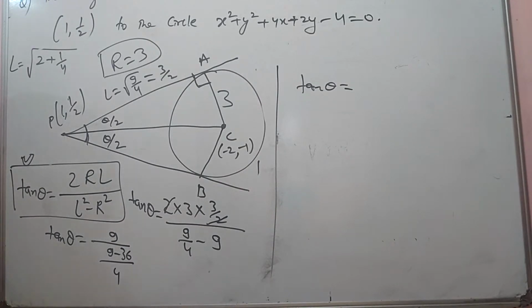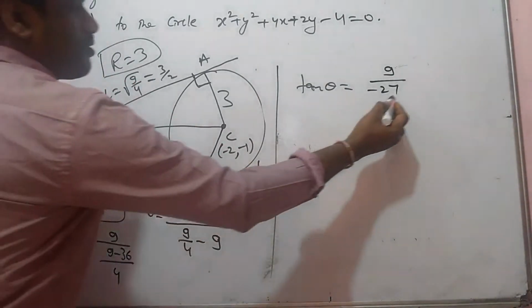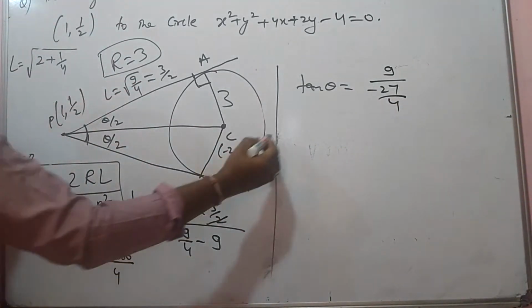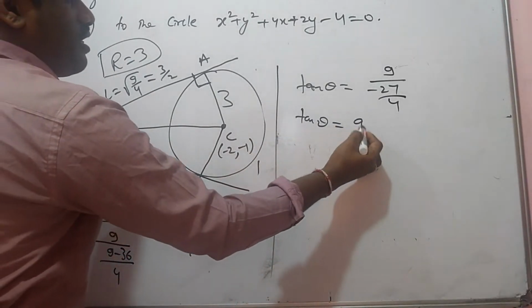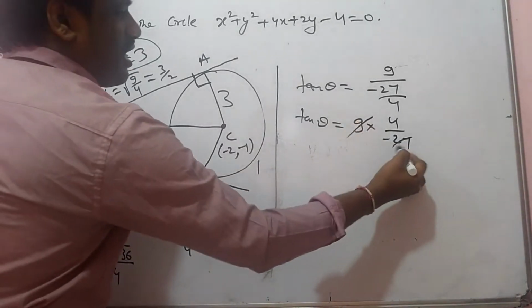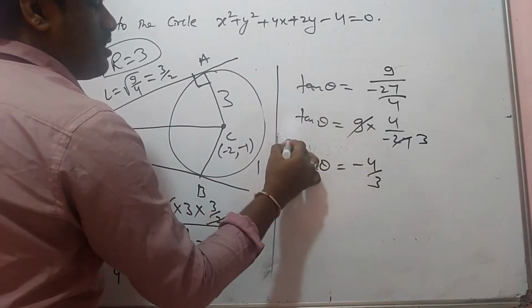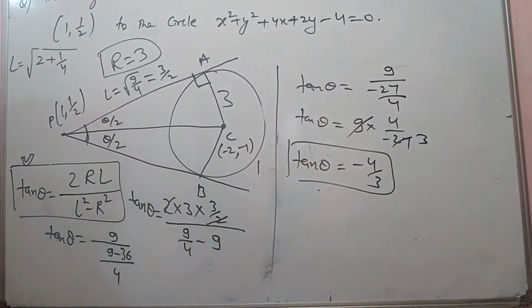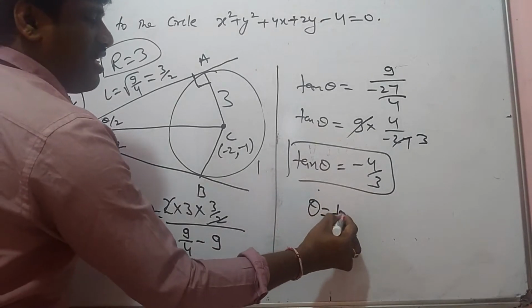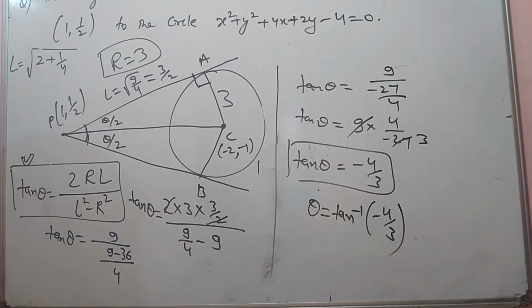Minus 27, right? 9 by minus 27 divided by 4. So tan theta is equal to 9 into 4 by minus 27. So 9 ones, 9 3s cancel. Tan theta is equal to minus 4 by 3. I got the answer. So theta is equal to tan inverse minus 4 by 3. This is your answer. So this is a way to find the angle between the pair of tangents.